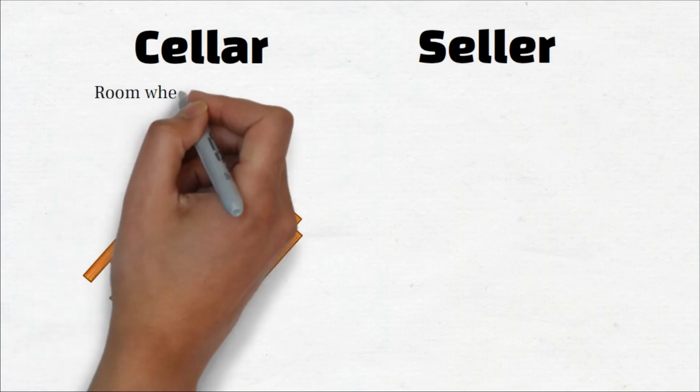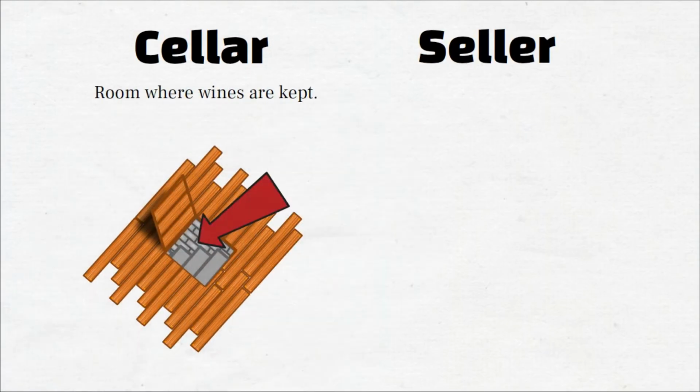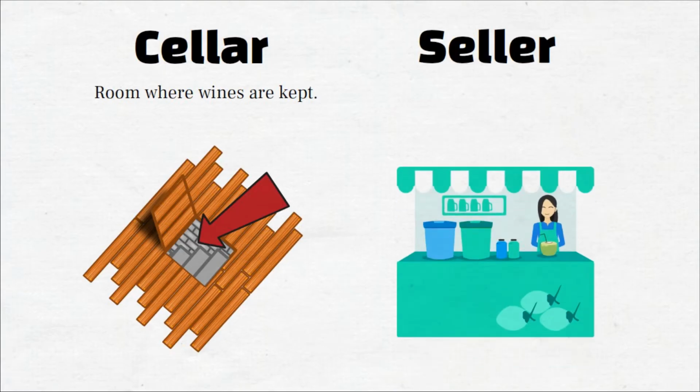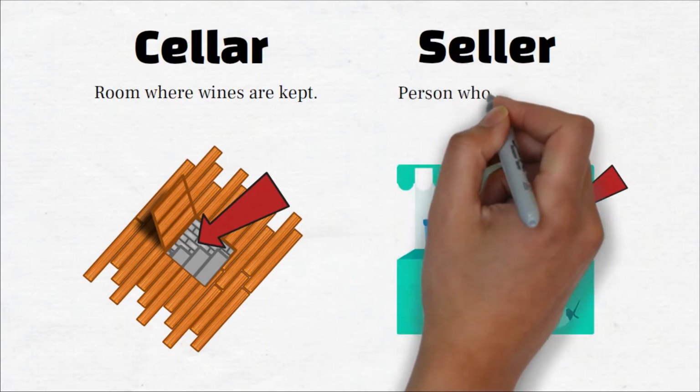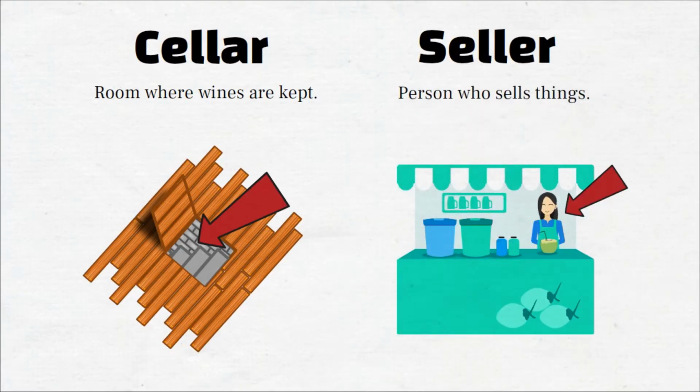Cellar. The first is a room where wines are kept. And the second is a person who sells things.